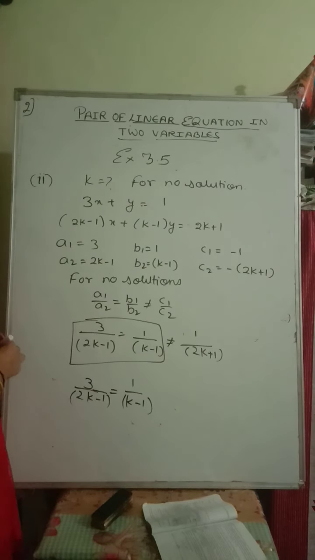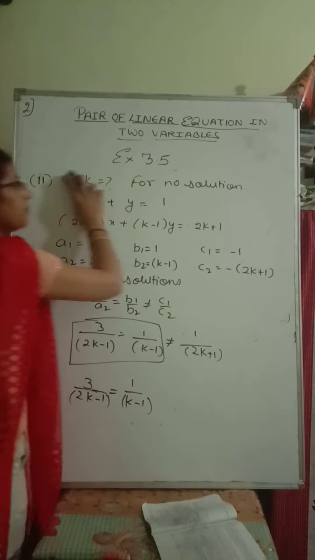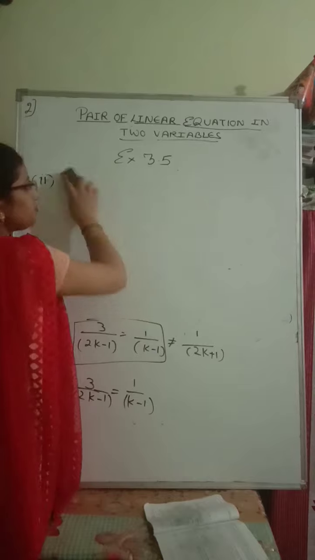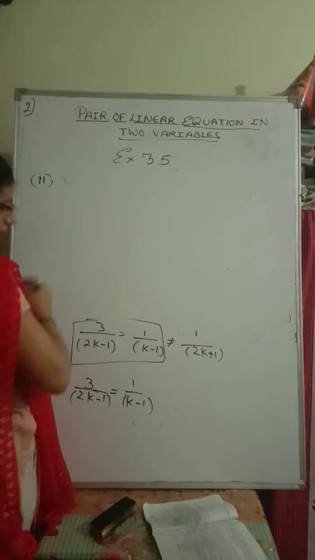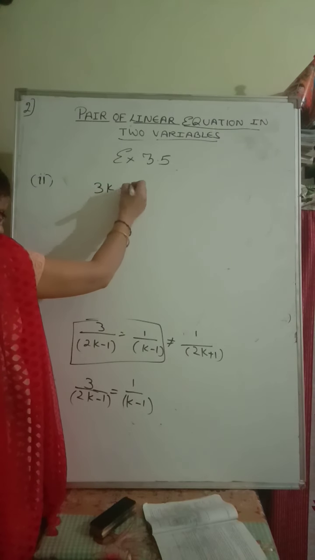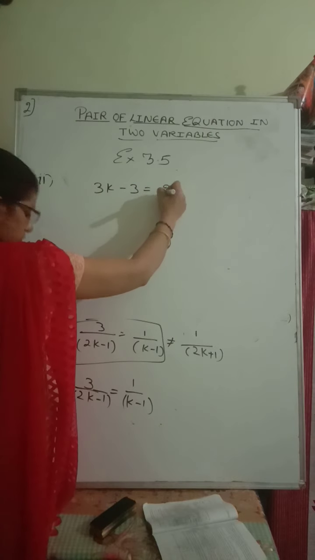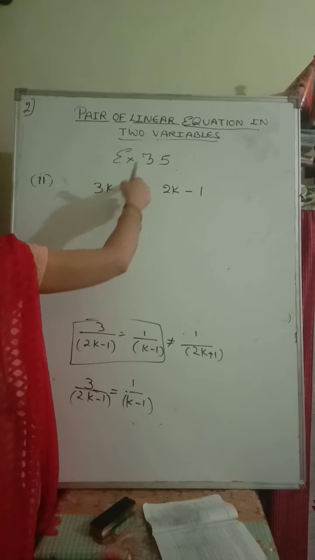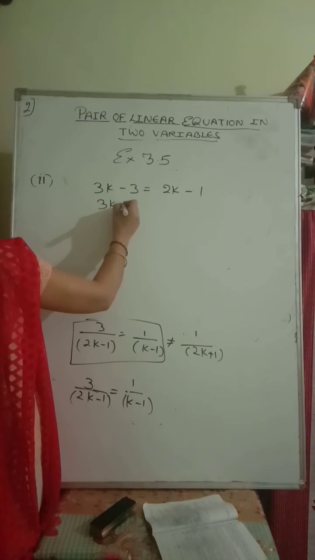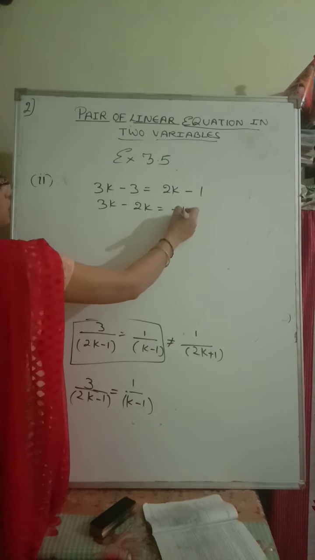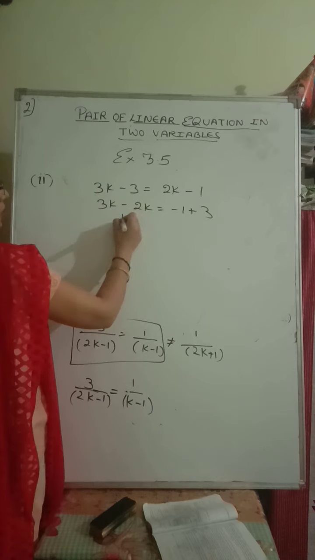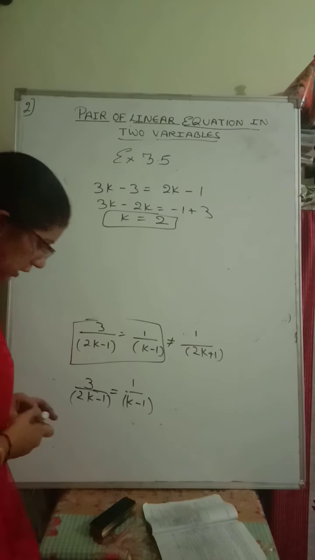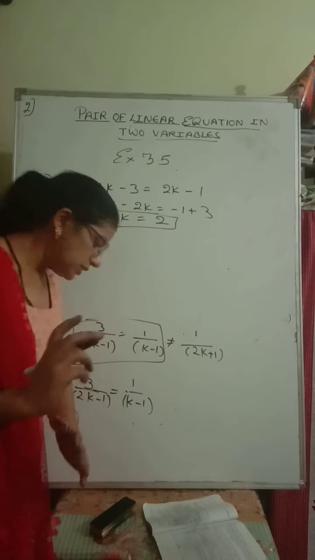So cross multiplying, we will see what value we get. 3k minus 3 equals to 2k minus 1. I'll bring this 2k to this side and the constant to this side. 3k minus 2k is equal to minus 1 plus 3, so k equals to 2. So we got the value of k equals to 2. Okay, this is the second question, second part.